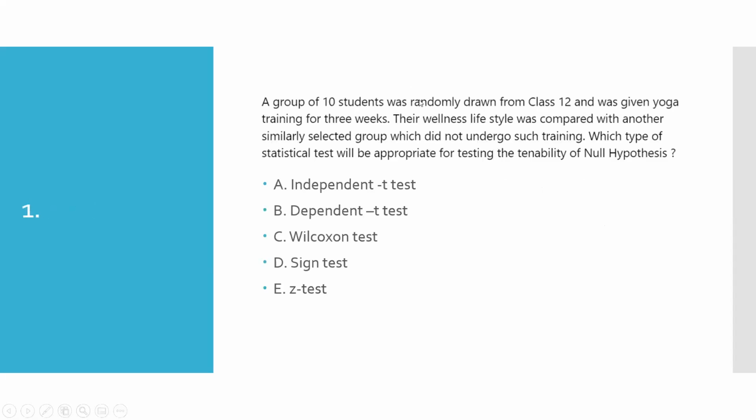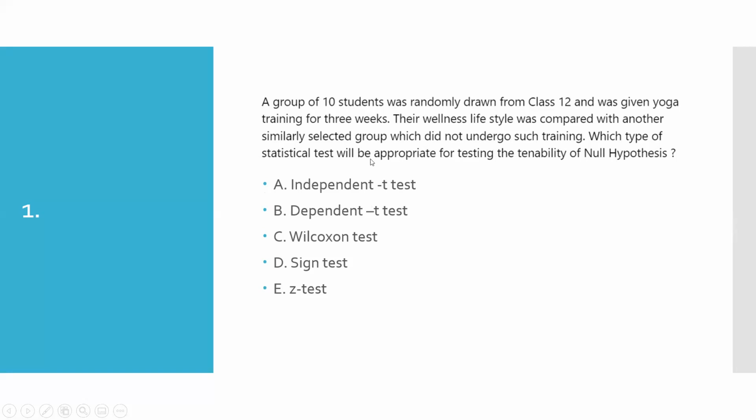A group of 10 students were randomly drawn from class 12 and was given yoga training for 3 weeks. Their wellness lifestyle was compared with another similarly selected group which did not undergo such training. Which type of statistical test would be appropriate for testing the null hypothesis? We have taken 2 groups, but one group has not taken such training. Any idea? A. Independent.